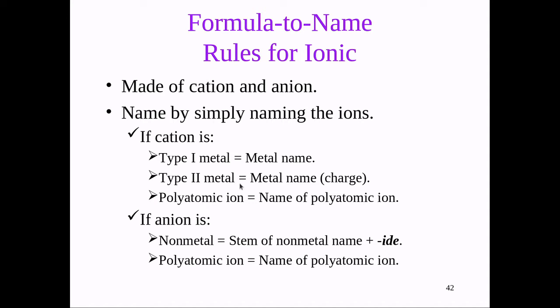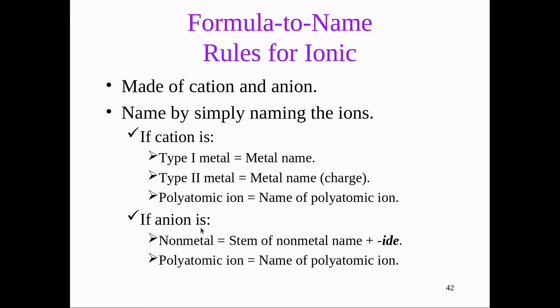And then we can have a type 2 metal. This is where we're going to need to name the metal, and we're going to have to specify its charge because we don't know what the charge is. It's one of those unknown metals where it could have different kinds of charges. And then if our cation is a polyatomic, we're going to name the polyatomic ion. Okay, so an example of this would be ammonium, which has a +1 charge. So it would start off as ammonium something or other.